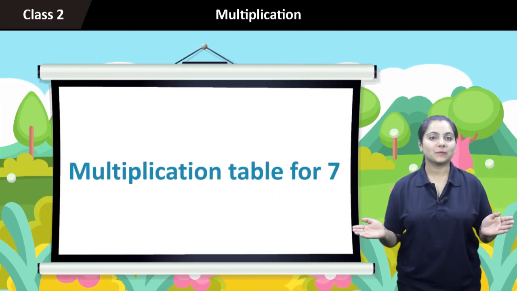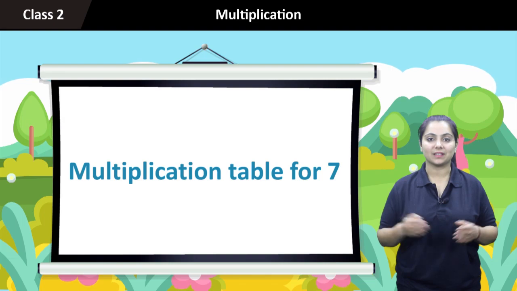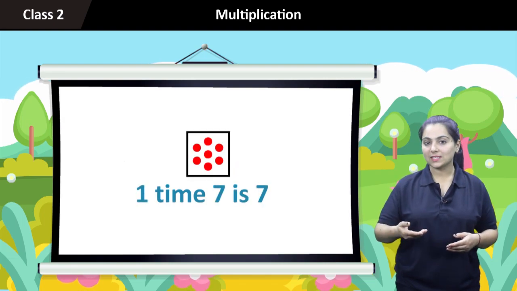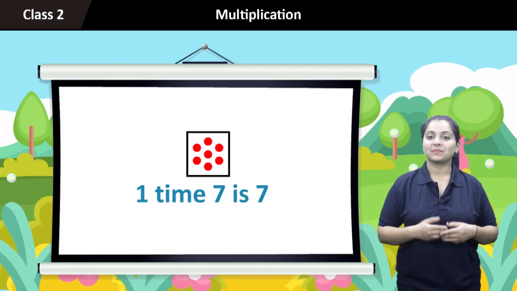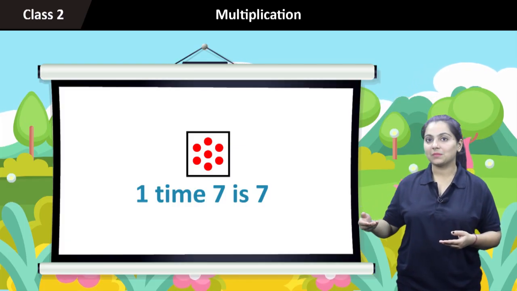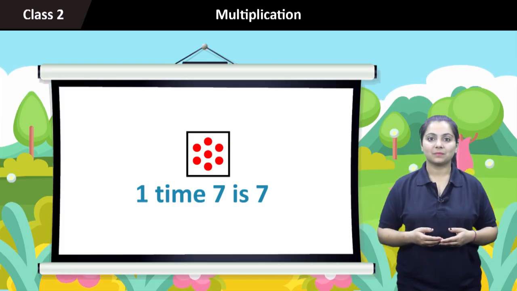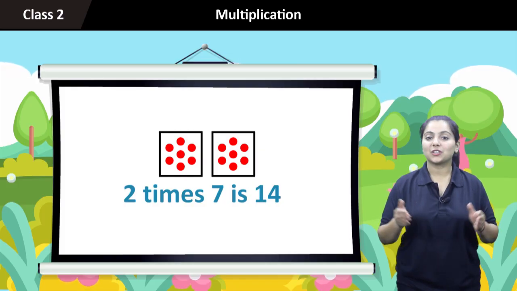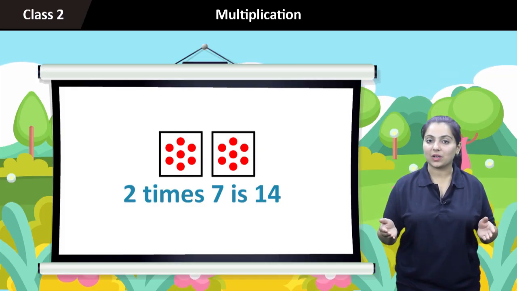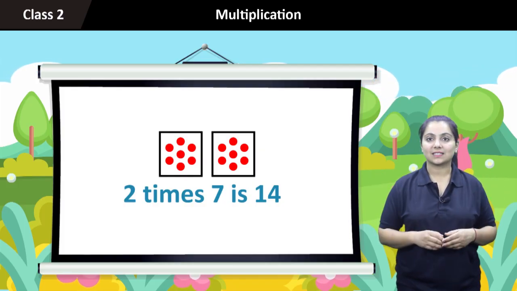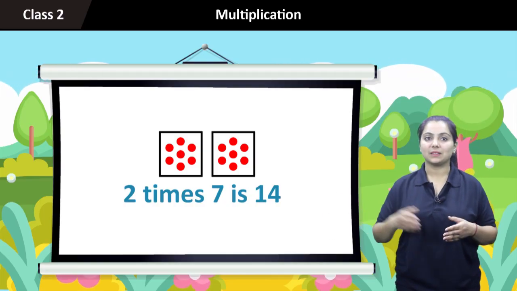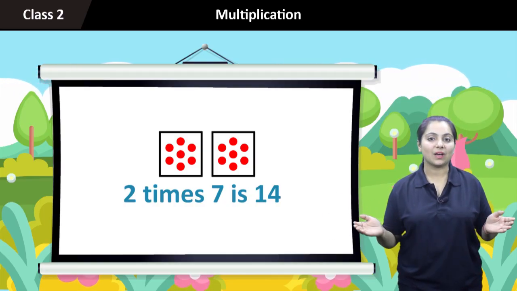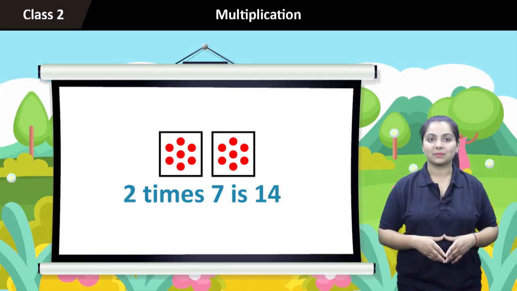Now, multiplication table for 7. There is one box and in this box we have 7 dots. That means 1 times 7 is 7. Now, there are 2 boxes and each box has 7 dots. That means 2 times 7 is 14. Now so on. Let's recite the table.